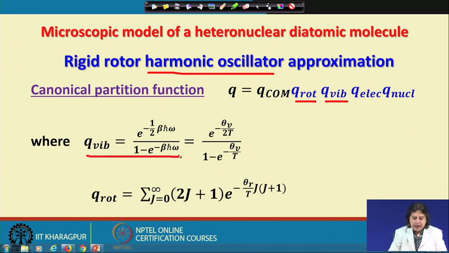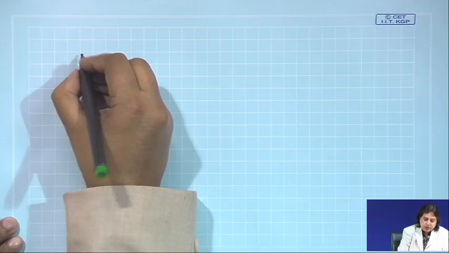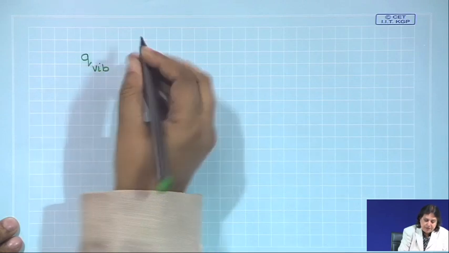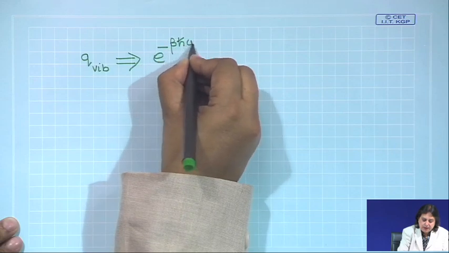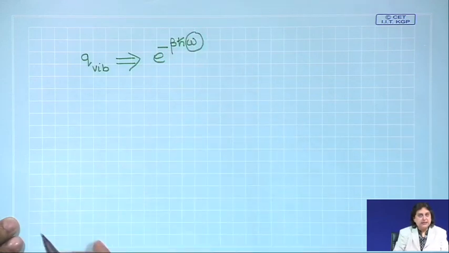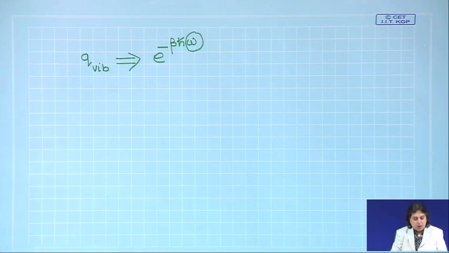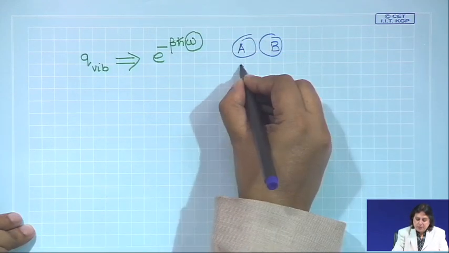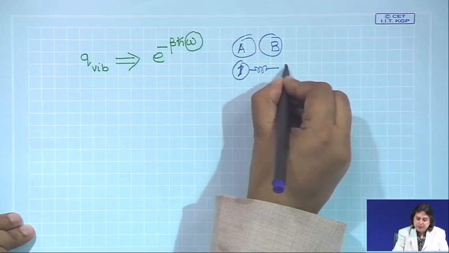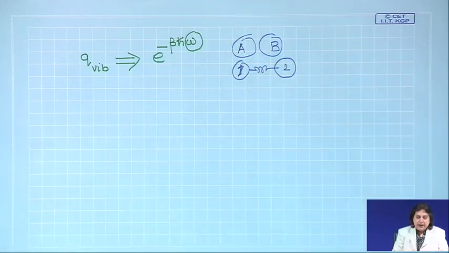Now, if I have a closer look at what the contributions are here, q vibe depends on this quantity e to the power of minus beta h cross omega. So, what is omega? Omega is the intrinsic angular frequency of the vibration of the bond between my molecule AB, or between my atom 1 and my atom 2. Okay. Now, therefore, this is a characteristic property of the system that I am considering.